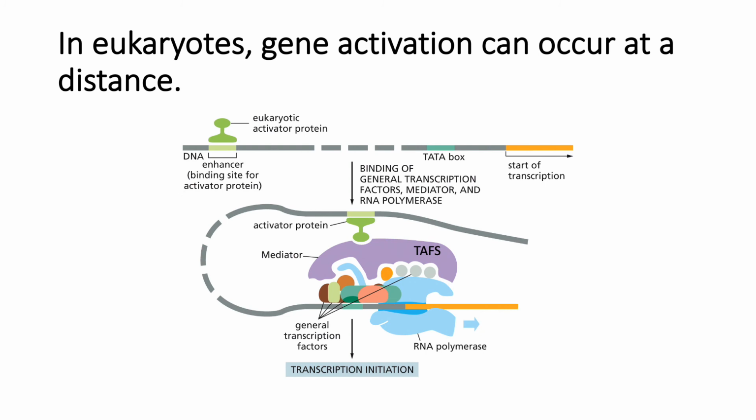So in many eukaryotic genes, what it says is gene activation can occur at a distance. And basically the finding is that the transcriptional enhancer elements can be anywhere from 50,000 to 100,000 base pairs away from the TATA box. And that's what's illustrated at the top here. The light green represents a transcriptional enhancer, the binding site for activator proteins. There are multiple proteins that bind to the transcriptional enhancers, and they can be 50 to 100,000 base pairs away.